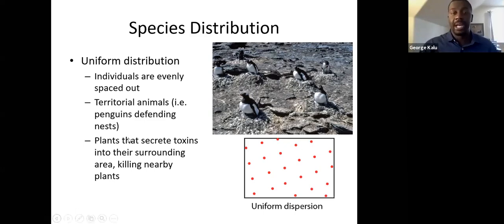Another example would be some plants. There are certain plants that are able to secrete toxins into the surrounding area, and when they secrete those toxins, they kill everything within, let's say, a 12-inch radius. So anything within that radius is not going to be able to survive around that plant. That causes each plant to have a specific location, and they're all going to be evenly spread out as they all produce those same toxins. So that's a uniform distribution. Those are the three types of distribution patterns.